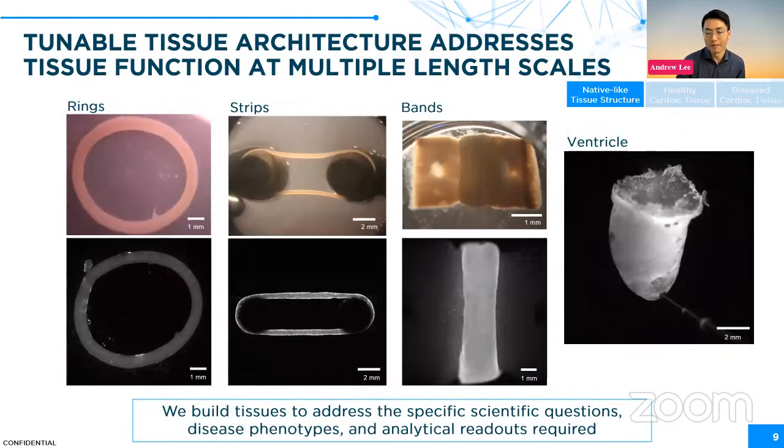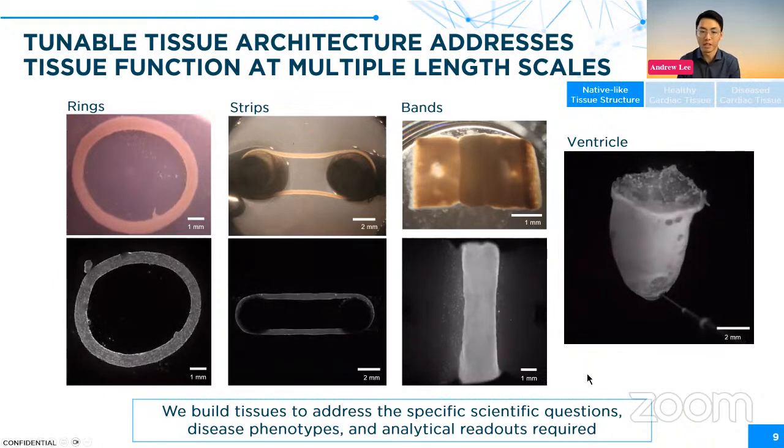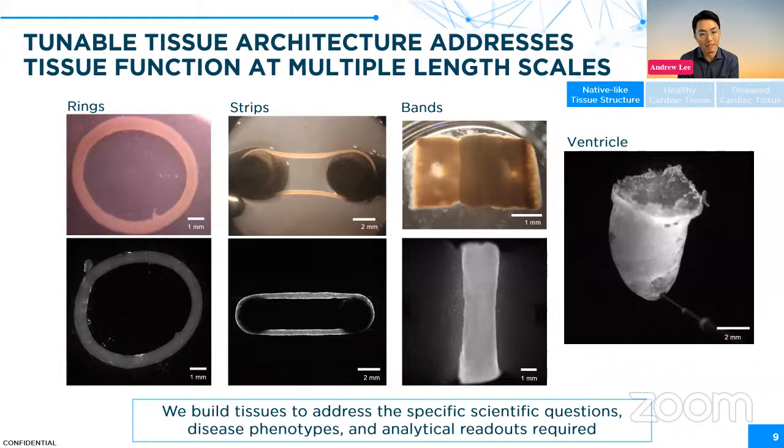So I've shown previously several different geometries, and we can create rings of different shapes, strips, tissue bands, what we call tissue bands. These are a little bit wider, and then also ventricles. So these are just some examples of different geometries of cardiac tissue that we've been able to fabricate. Of course, the design space is not limited to just these. Each of these have their unique advantages.